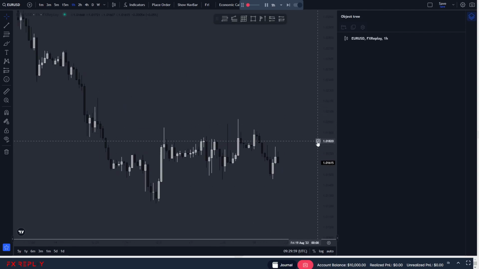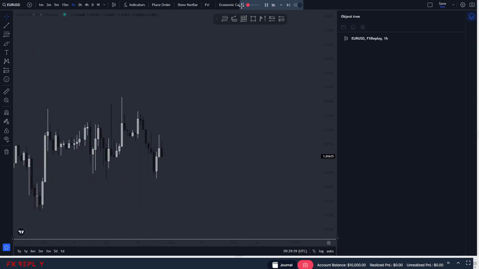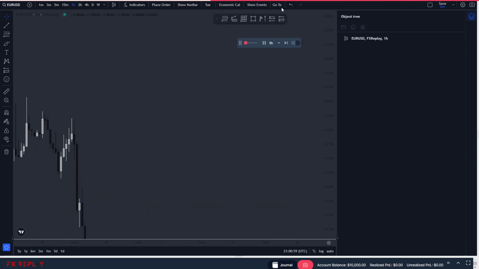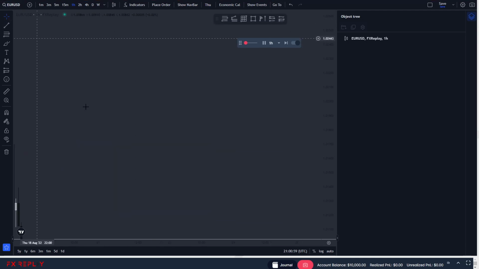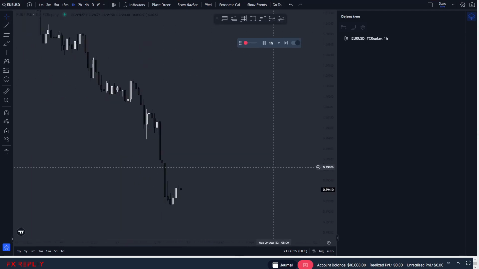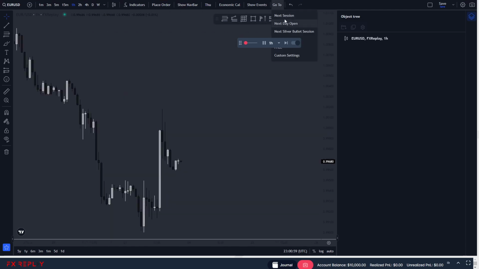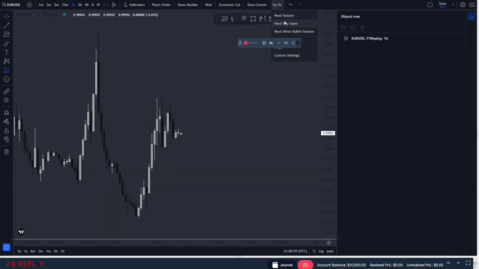I had to reset the whole thing, but it's whatever. We're just gonna do the same thing where I'm gonna pass forward a few days. I think it's a different pair now, but it doesn't matter. Next day a few times, so you know I'm not cheating.